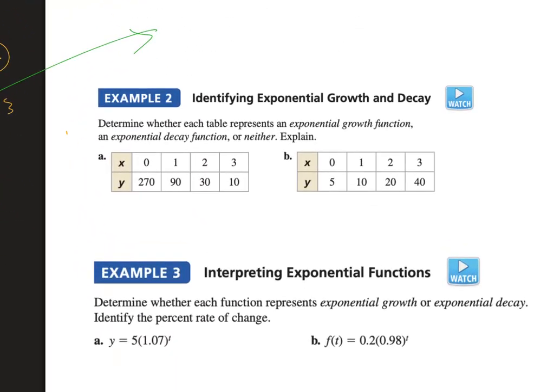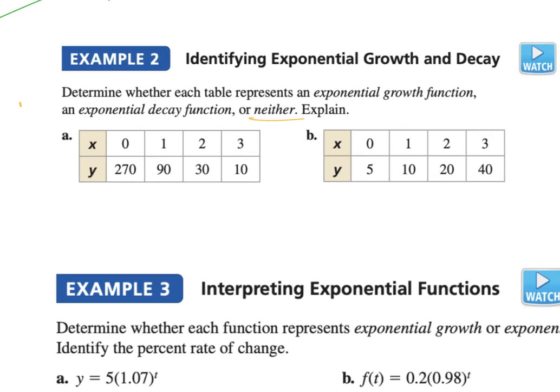Determine whether each table represents an exponential growth function or an exponential decay function or neither, and then explain. So the first thing I'm going to look at is x is just fine, so I don't really have to worry about it being funky. It's not like counting in a regular pattern, 2, 4, 6, 8 would be fine, 3, 6, 9, 12. I mean, stuff like that would be fine. I'm just going to check. Okay, so here's what I'm going to do.